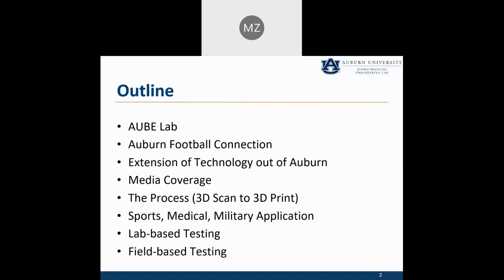I'm going to cover the different applications. Sports application is what's come up thus far. There are medical applications as well as military applications that you'll see towards the very end. I'm going to go over some lab-based testing results, some of the impact testing that we've done in the lab. If you have any experience with 3D printing, especially FDM, or fused deposition modeling, you know it's quite difficult to get strong parts. And our parts are being worn by NFL football players. So they're quite strong, and we've been able to show that in the lab, and I'll go over some of those results. And then the last thing is field-based testing, and it's a little bit different, and I think you'll see what I mean. It's really meant to be, admittedly, a little less scientific, but a little bit more fun. So hopefully you'll enjoy all of it.